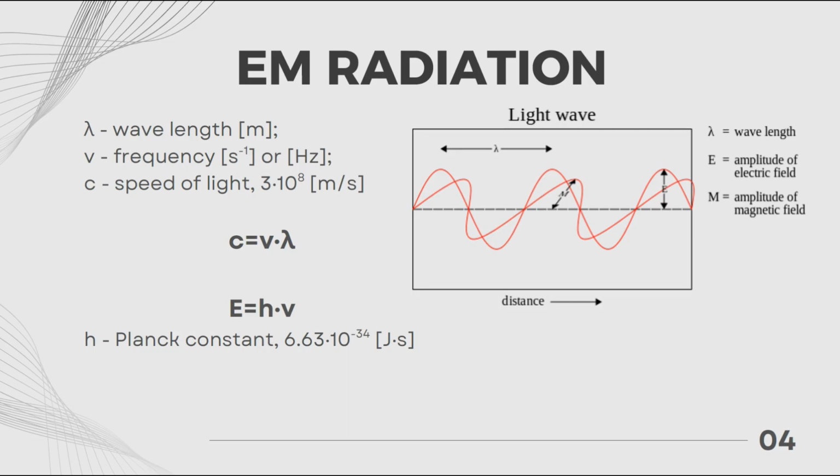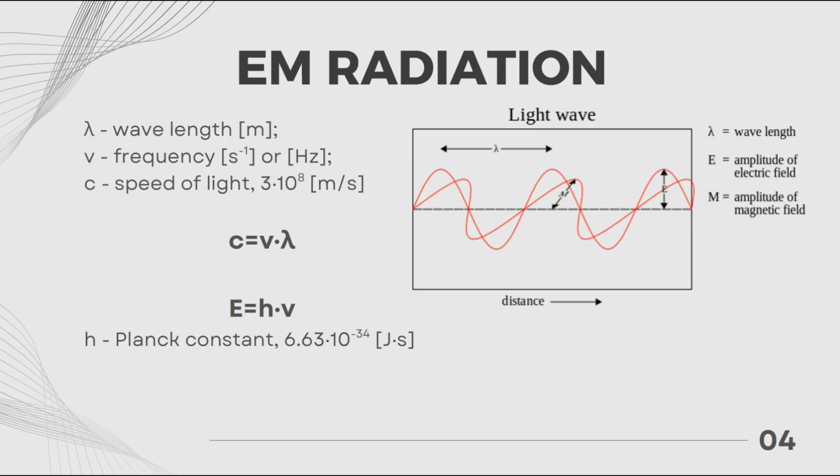Here you may also see the amplitude of the electric and magnetic field, but actually you don't need this information in the current course. Let us focus mainly on wavelength. We'll need it greatly. As it is a wavelength, we measure this in meters. So the unit of measure is meters.